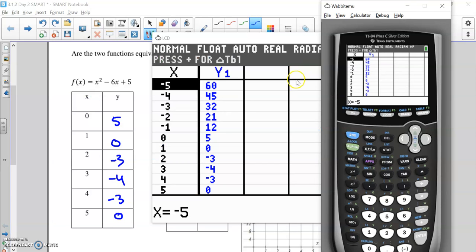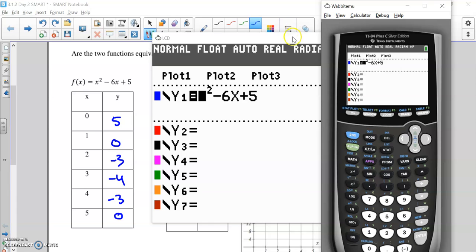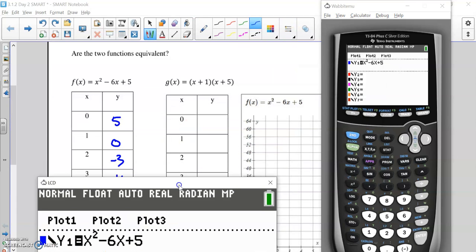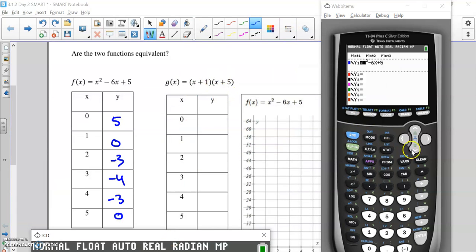Now we can go ahead and go to our y equals and graph the second function, which is going to be this guy right over here. I'm going to remove the first one for now. Actually, I'll leave that one. So we have x plus 1 times x plus 5.